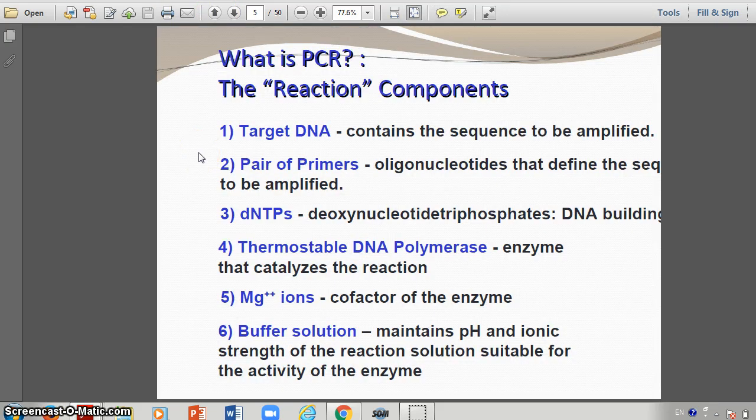Now we will see the components of the PCR reaction. First of all, what is needed? Target DNA, whose sequence is to be amplified, should be present. Then a pair of primers, which are short oligonucleotides that are used for DNA amplification. There are a pair of primers, forward and reverse primer. Keep in mind forward and reverse primer.